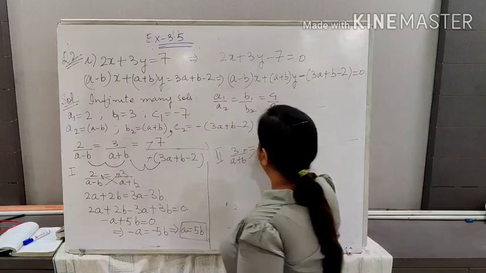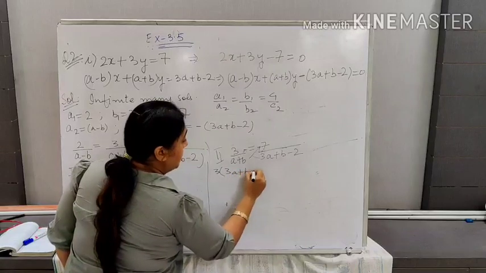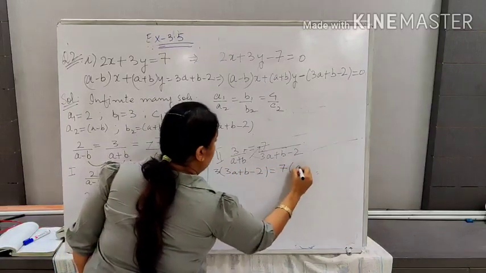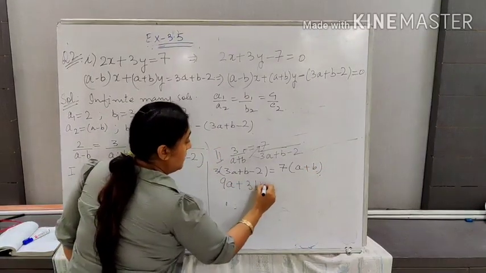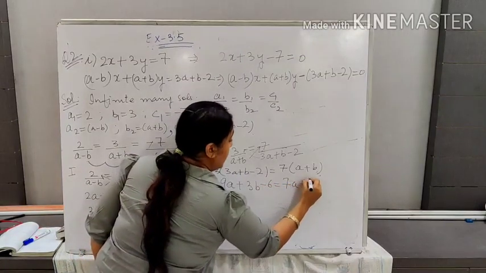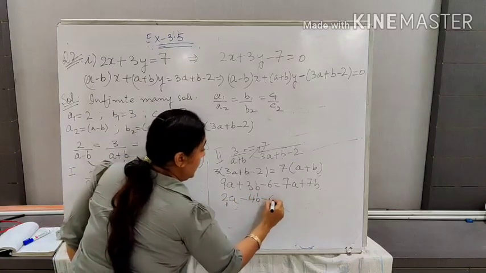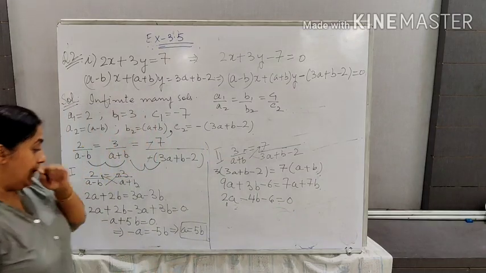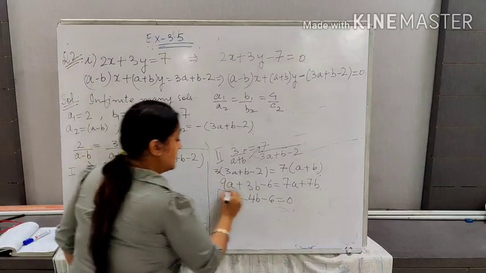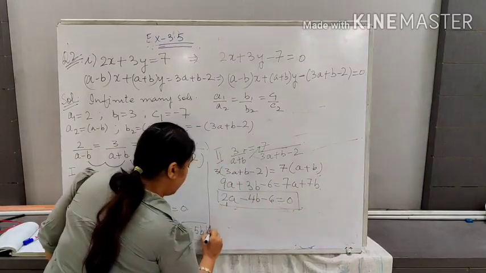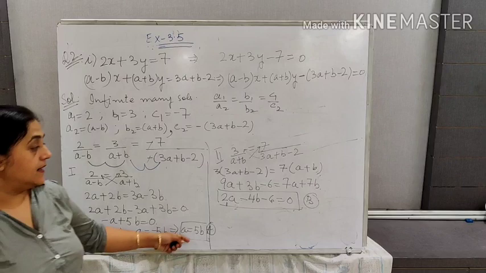Let us again cross multiply. What do you get? 3 into (3a plus b minus 2) is equal to 7(a plus b). Right? What do you get? 9a plus 3b minus 6 is equal to 7a plus 7b. So after solving, 2a minus 4b minus 6 is equal to 0. Now I have again two variables a and b and again two linear equations. Got it? One is this. Let us mark it A and let us mark this as B. One is this, another one is this.